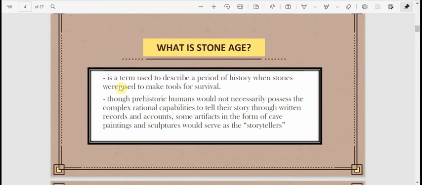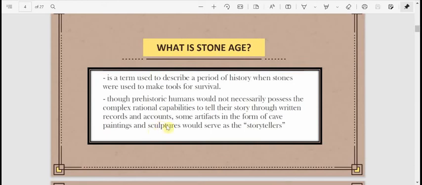When we say Stone Age, it is a term used to describe a period of history when stones were used to make tools for survival. Okay, so though prehistoric humans would not necessarily possess the complex capabilities to tell their story through written records and accounts, some artifacts in the form of cave paintings and sculpture would serve as the storytellers.